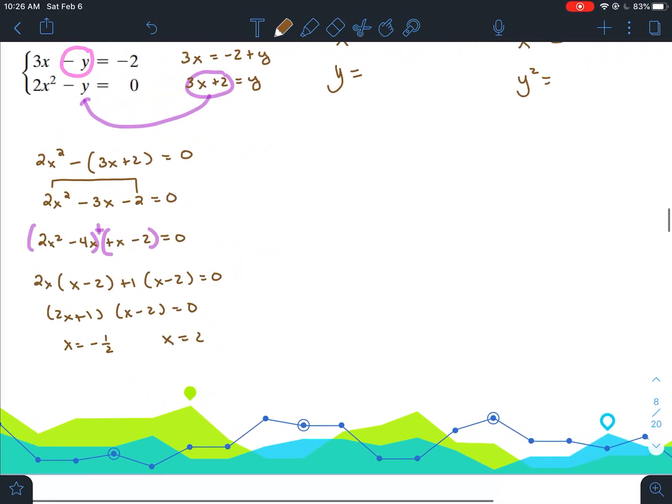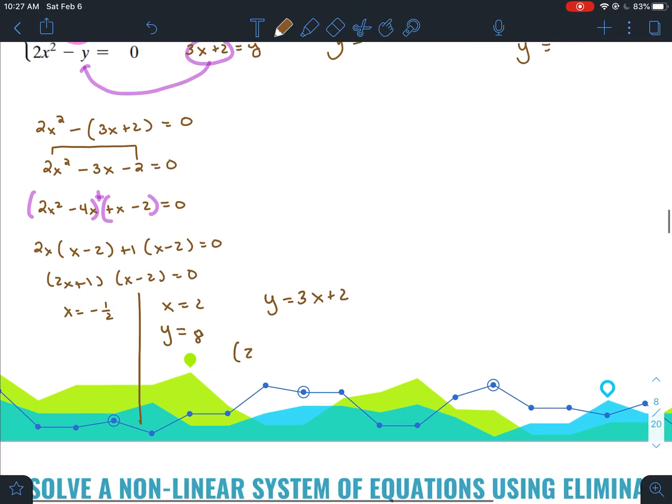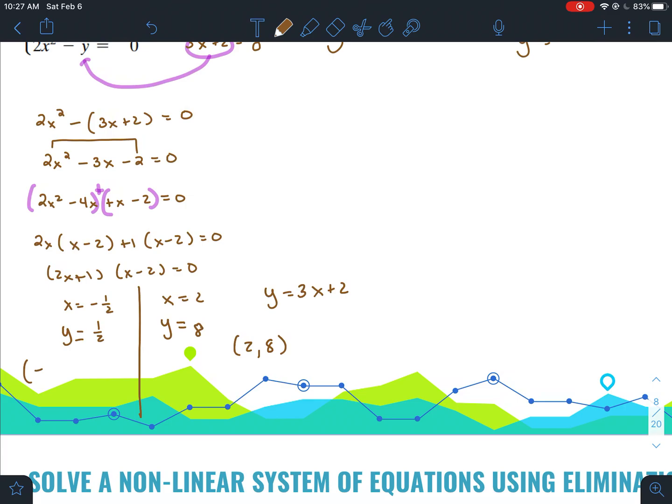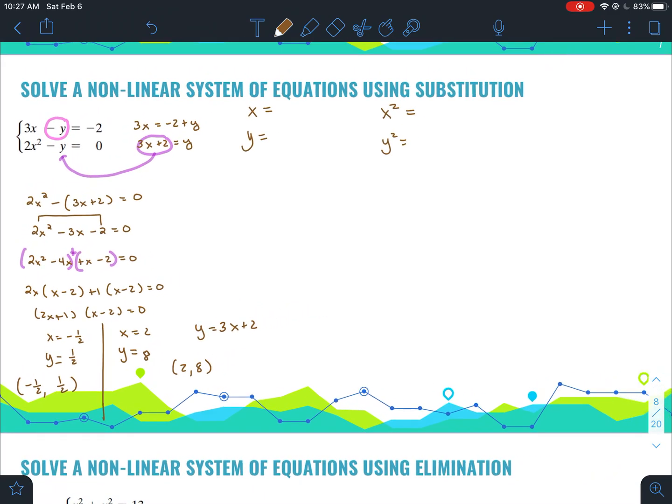Since it was a system of equations, we're not done. We have to find the y values that correspond to each of those x values. Well, I know that y is equal to 3x plus 2 from up above. So if I take 2 and plug that in, I would get 8. So I know the point (2, 8) is a solution to my system. And if I plug in -1/2, 3 times -1/2 is -3/2 or -1.5. And -1.5 plus 2 is 1/2. So I would also have the point (-1/2, 1/2).